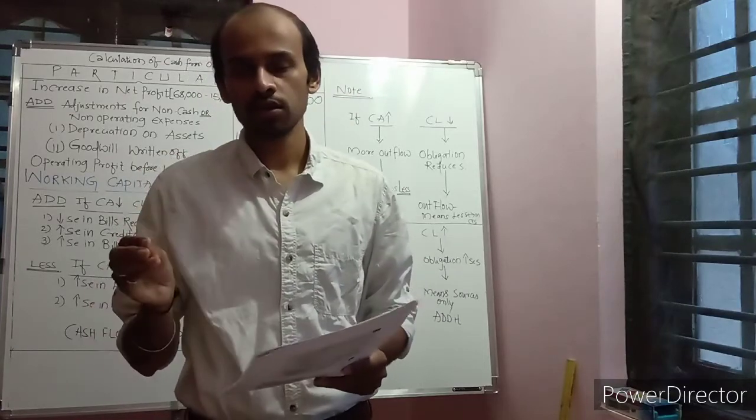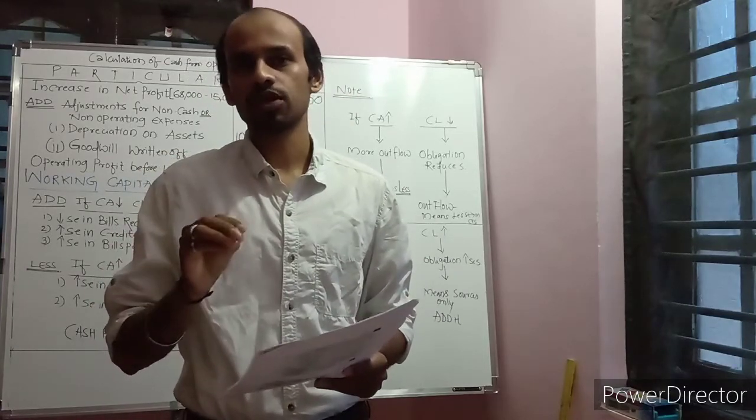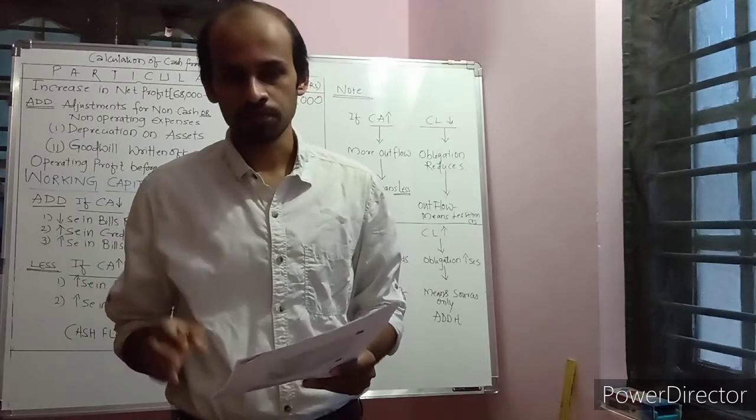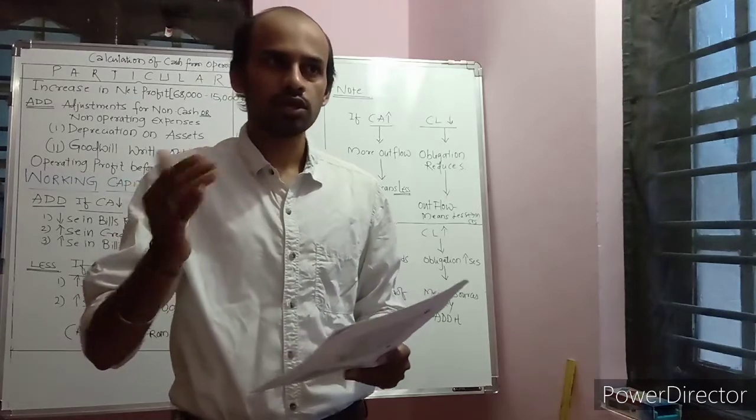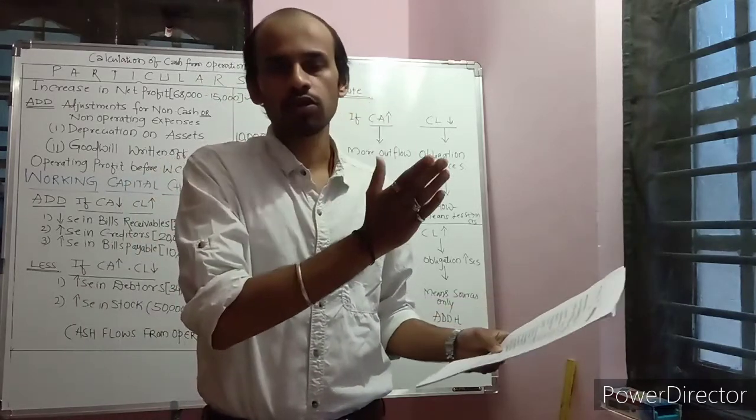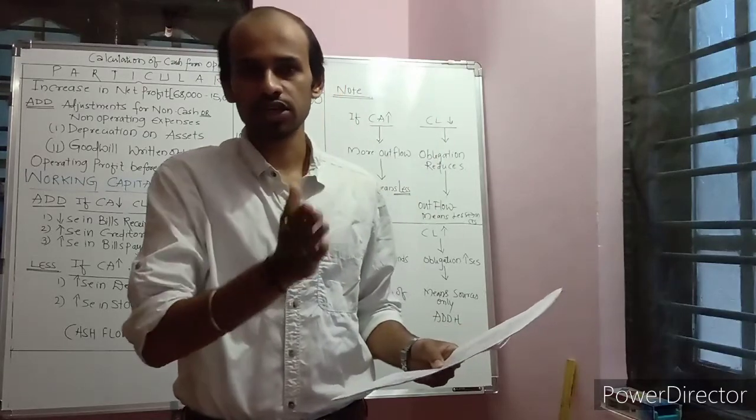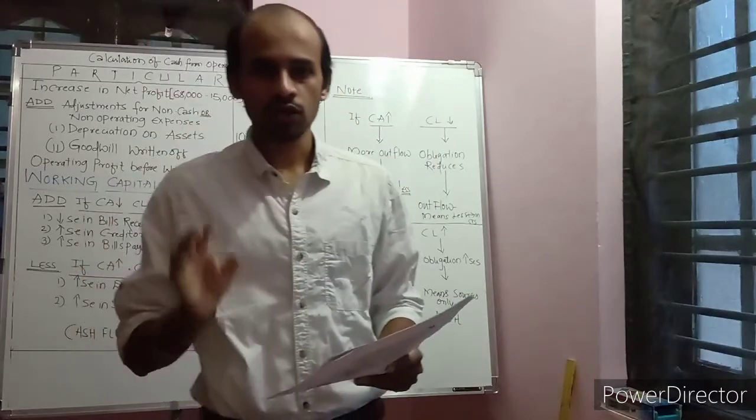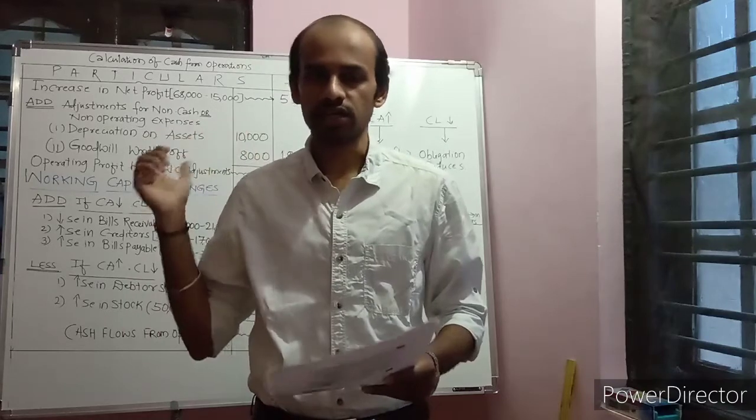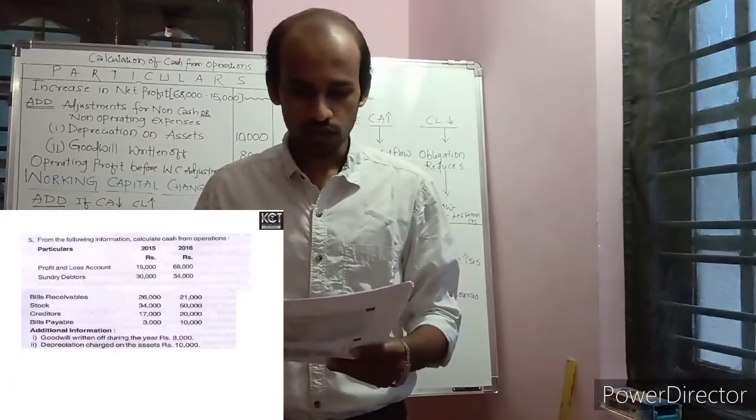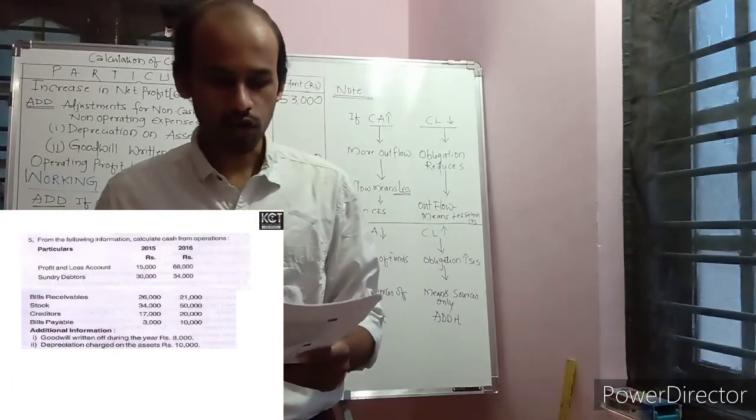We need to prepare the cash flow statement as per Accounting Standard 3. So we need to follow the steps as per Accounting Standard 3's format. In that, one part we are taking: calculate the cash from operations.